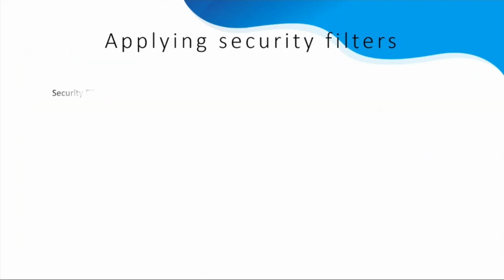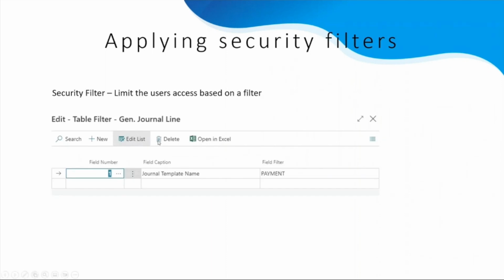Let's go to our next agenda item, and that would be applying security filters. Security filters limit the user access based on a filter. I'm going to do a quick demonstration on that. In our example, we'll go to general journal line. I'll create just a simple permission set, add the general journal line in the permission set, and then we're going to apply a field filter to that. The reason for applying the field filter is to allow the specific user to only have access to payment journals and not to all types of journals.